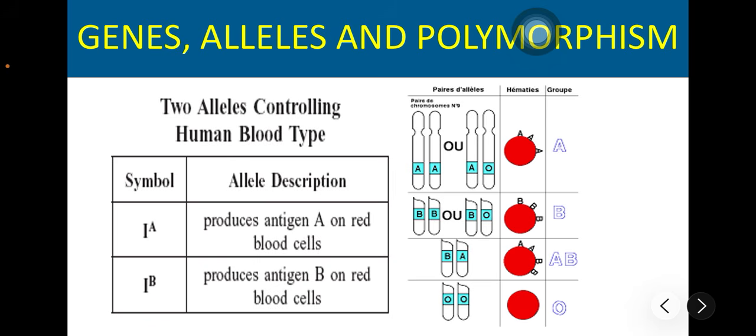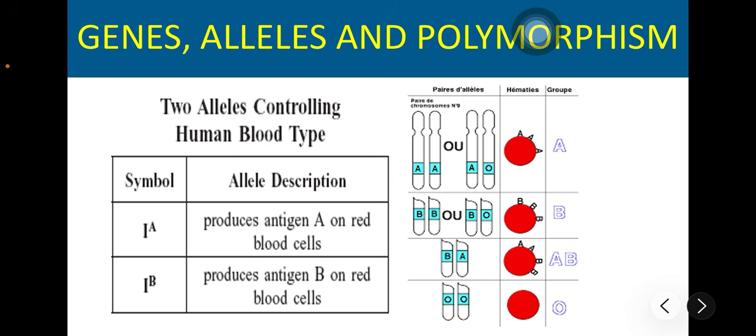Let me give you some examples. At the Kidd blood group system locus on chromosome 18, you might have the JKA or the JKB alleles. These alleles are antithetical. When we talk about antithetical, it means they are opposite forms that can occupy the same spot on the chromosome.